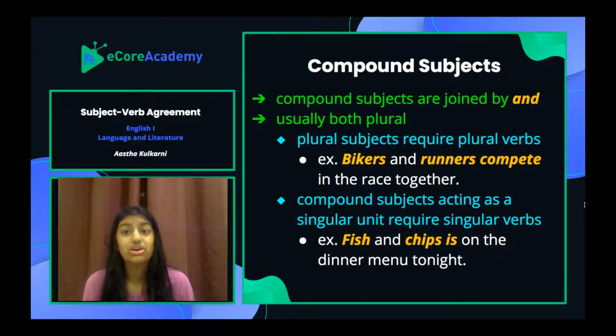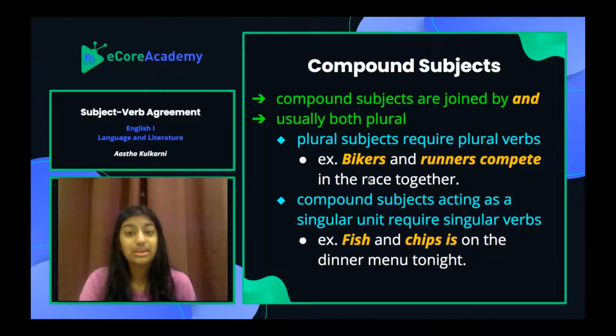Compound subjects are always joined by the word and, and they're usually both plural. It's not always, but most of the times you see compound subjects, they're usually both plural. So as we talked about in the last slide, plural subjects require plural verbs. So even though it's a compound subject, if both of the subjects in the compound subject are plural, then we're going to again use that plural verb.